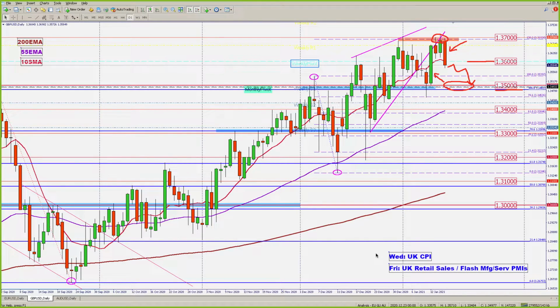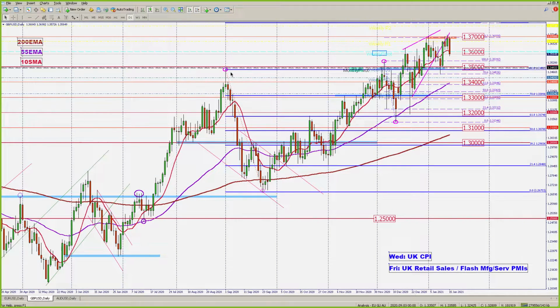All right, so this Wednesday there's UK CPI, followed by Friday is UK retail sales and also the flash manufacturing and services PMIs. So we'll see whether this support at 135 will hold. And that's also where the monthly pivot is, along with the weekly S1 pivot, and the swing high area.